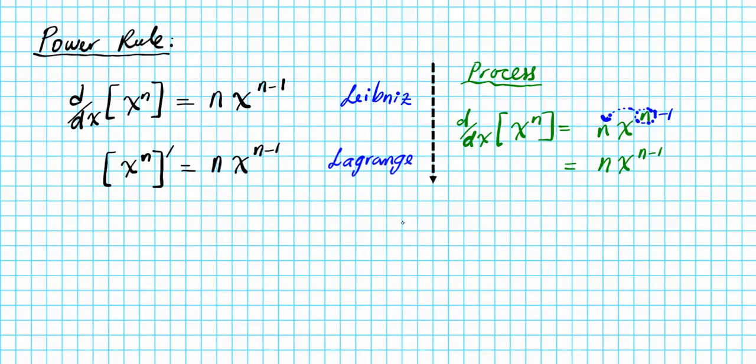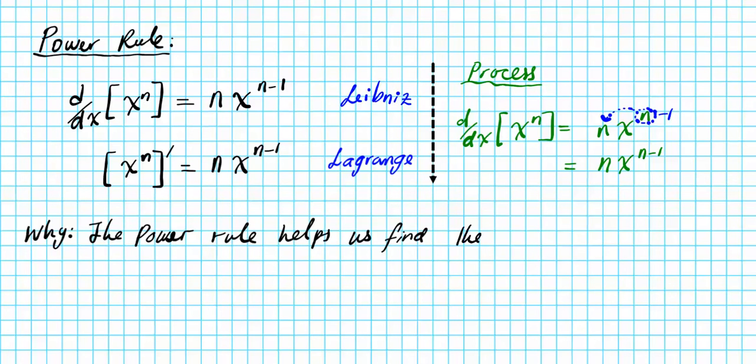Now, what does the power rule help us to accomplish? Why is it good to know the power rule? Well, the power rule helps us to find, so let's write this down, the power rule helps us find the instantaneous rate of change, also known as the derivative. So a process can be modeled by x to the n.